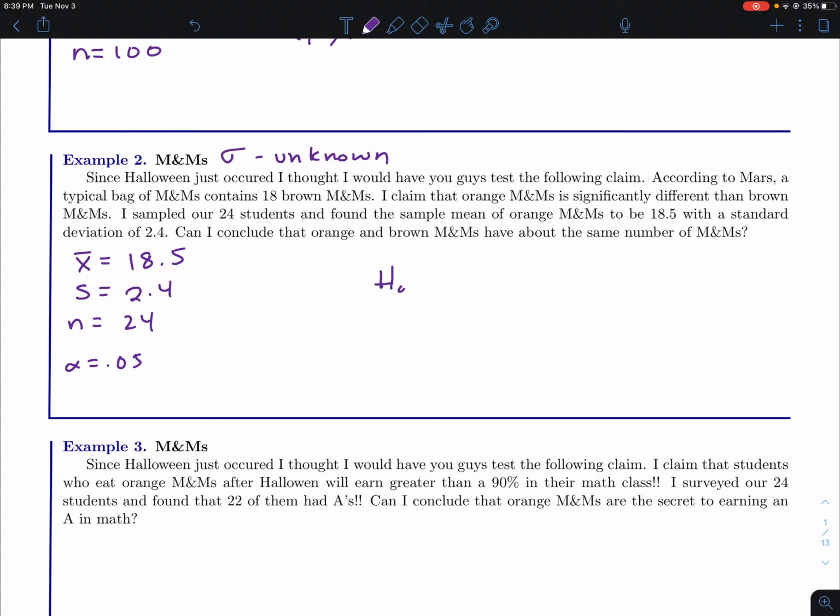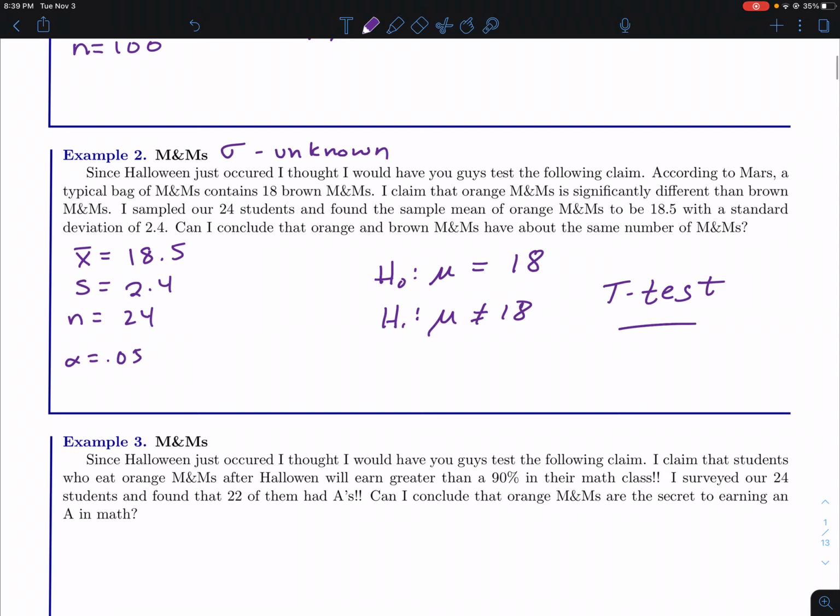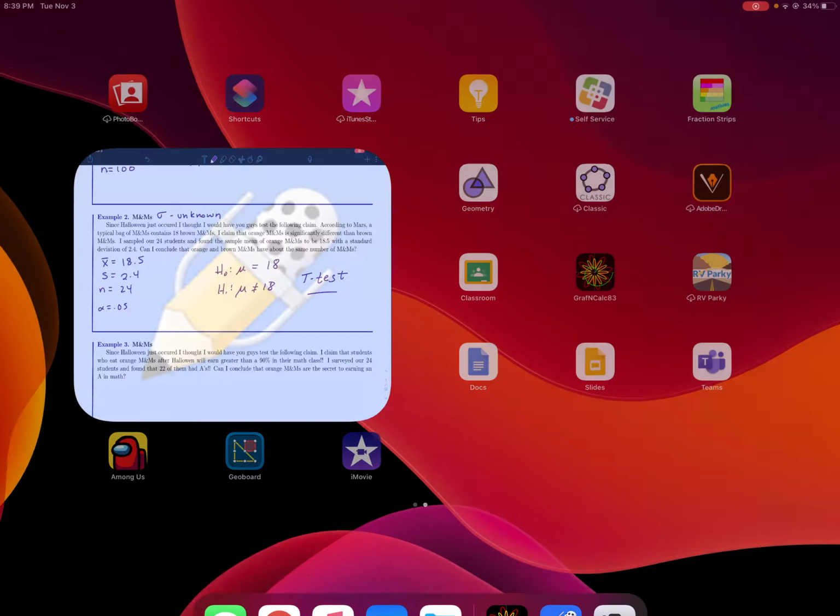So again, my H naught is going to be mu equals 18. My H1 is going to be mu not equals 18. So again, for this one, what we want to use is t-test, just like t-interval, because again, sigma's unknown. For the majority of the stuff that you're going to do, if you're using this command, it's usually going to be t-test, because it's going to be very rare that we know the sigma. So, all right, let's go plug this into the t-test and see what we get.